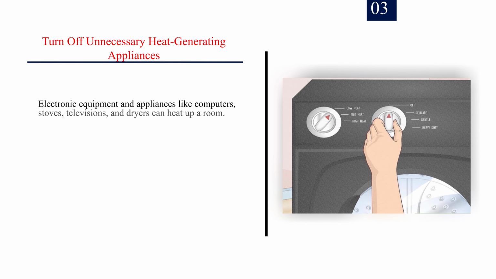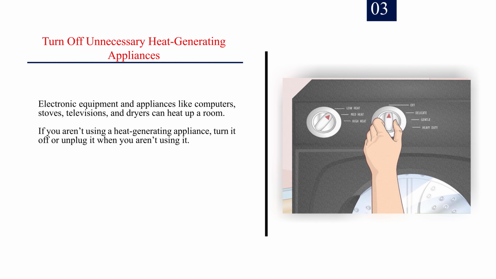Number 3. Turn off unnecessary heat-generating appliances. Electronic equipment and appliances like computers, stoves, televisions, and dryers can heat up a room. If you aren't using a heat-generating appliance, turn it off or unplug it when you aren't using it.